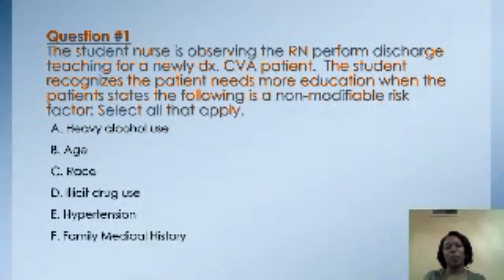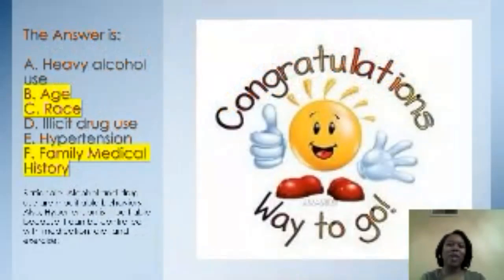And our answer: congratulations, way to go, you got the correct answer. B, age. So 55 and older is a higher risk. C, race. So minorities, African Americans, Native Americans, as well as Hispanics are at higher risk. F, family medical history. Family medical history predisposes you to possibly having a CVA as well.